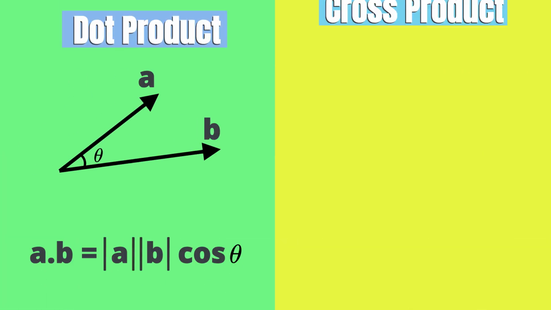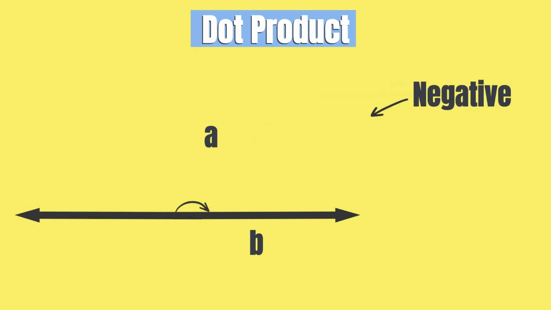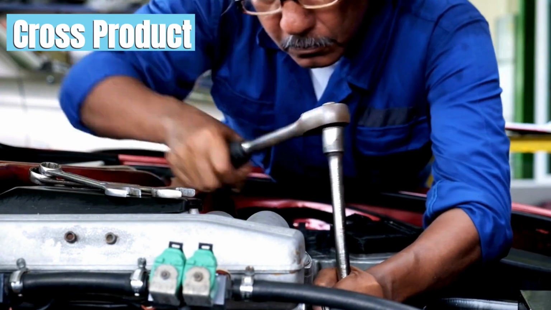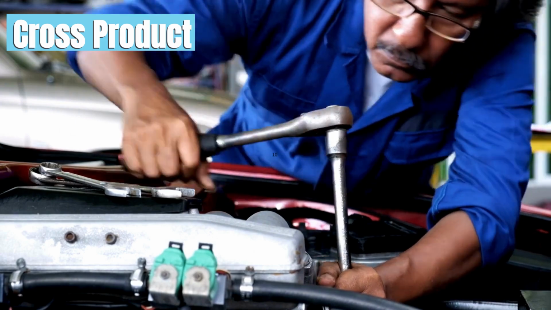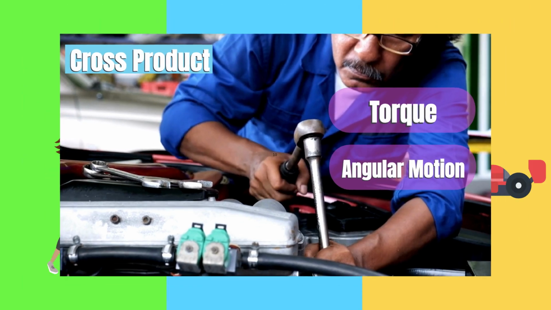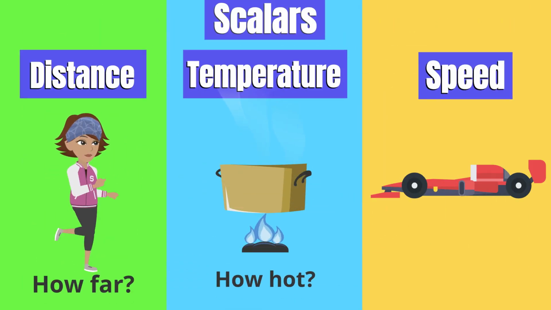Then there's dot product and cross product. Dot products are like asking, hey, are these 2 vectors working together? If yes, the number grows. If no, well, it shrinks or goes negative. Cross products? They're like asking, what's the spin when these 2 meet? Useful for figuring out torque and angular motion. Fancy stuff.